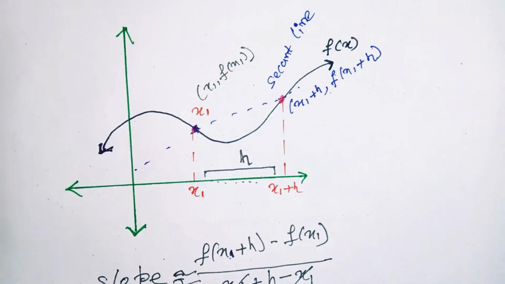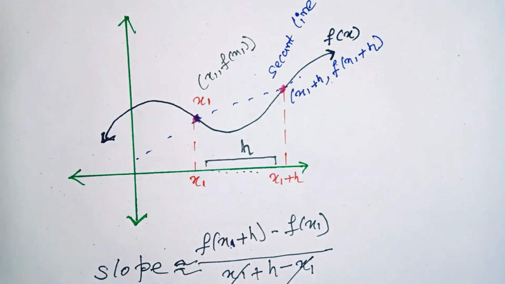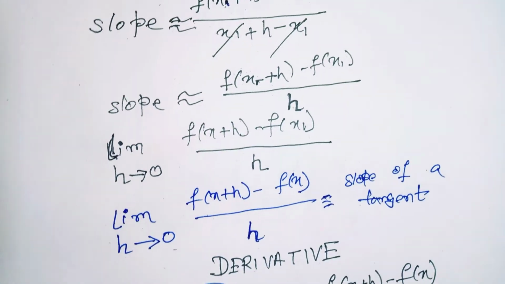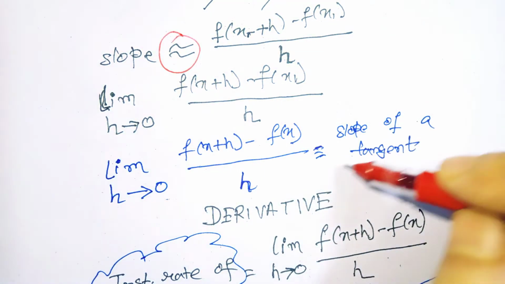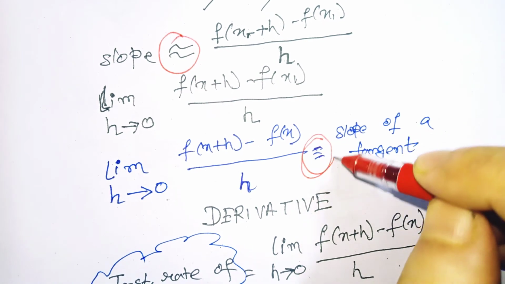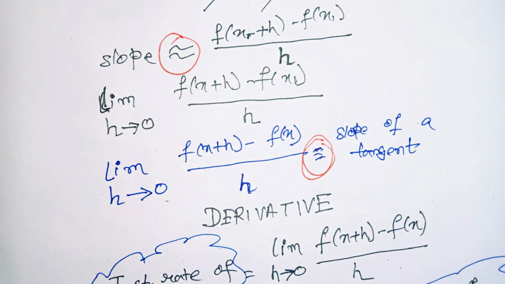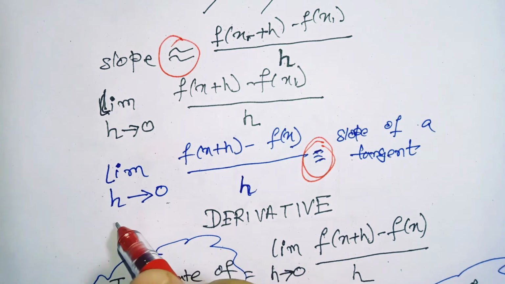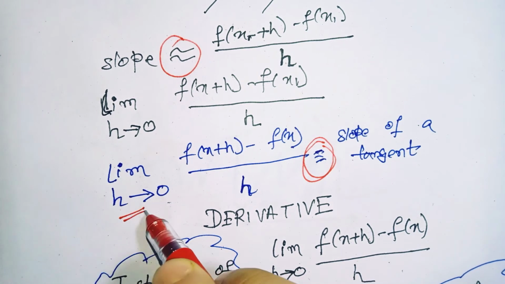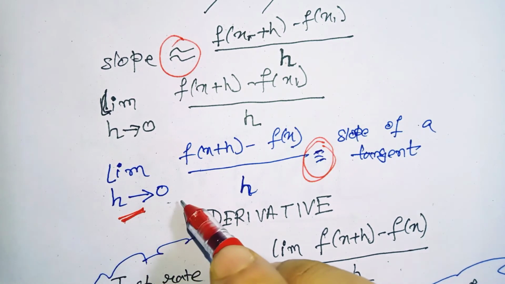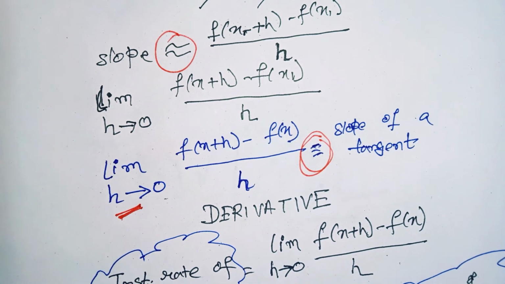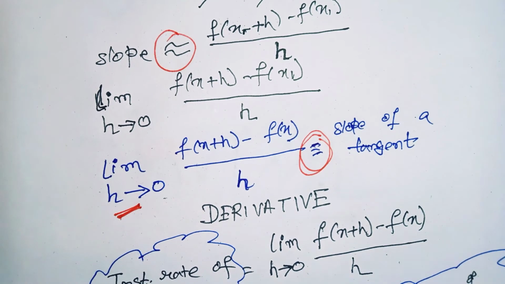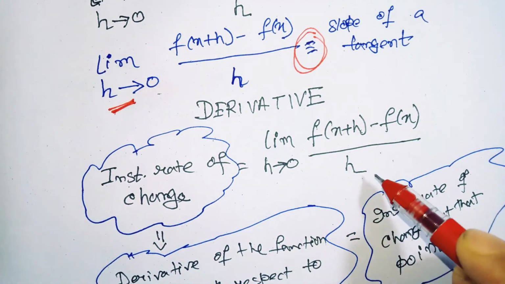We take one point, we substitute the values of x, and as we get closer and closer to that value, this key sign is replaced by this particular sign. So it is no more an approximation. Why? Because we are taking the limit of h moving towards 0. That means it is exact. It is infinitesimally small. So this instantaneous rate of change is the limit of h approaching 0.